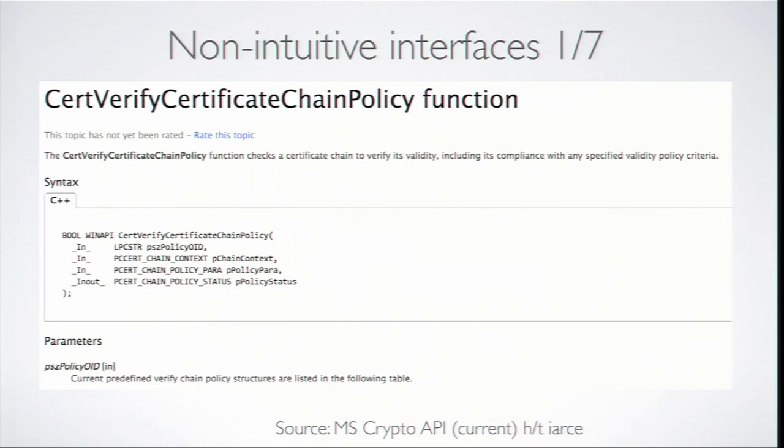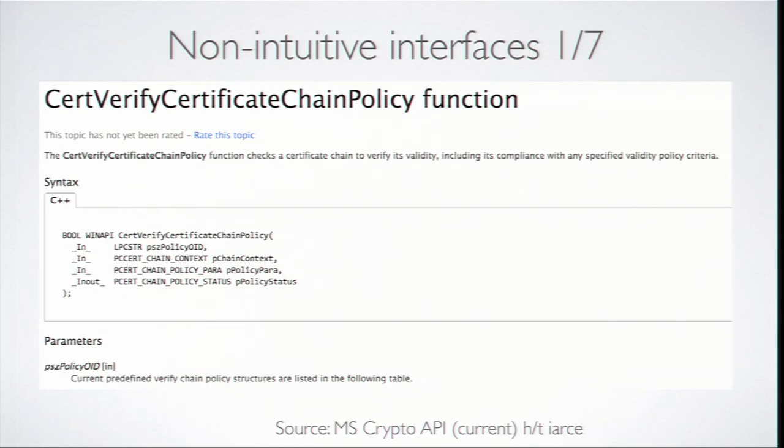Okay, I want to talk about one of my favorite API interfaces, because it's a Microsoft interface, and because, like all Microsoft APIs, it's impenetrable. Okay, this is called CertVerifyCertificateChainPolicy. Who wants to make a guess at what this does? I don't even know what it does. It doesn't matter. It basically, you give it a certificate, and it verifies that the certificate chain is correct using some kind of magic that Microsoft implements.